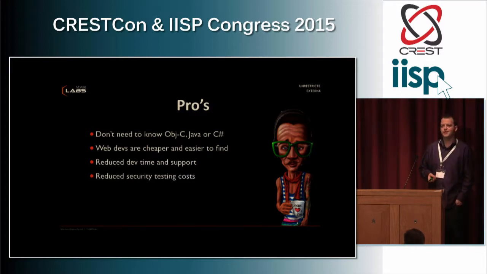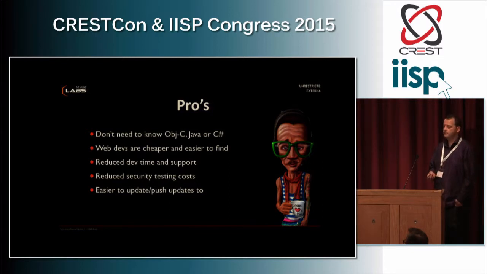Reduce security testing costs. Obviously, this grabbed my eye when this one was put across. If they're developing 3 native apps, you're testing 3 native apps, surely if they're writing 1 hybrid app that runs on all platforms, that's reduced their cost by that factor.